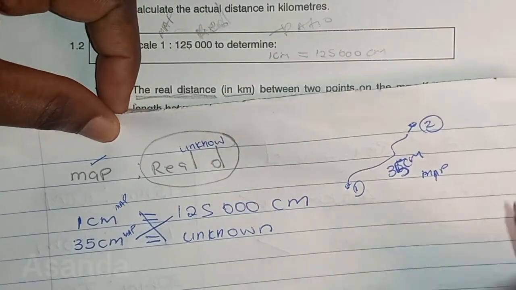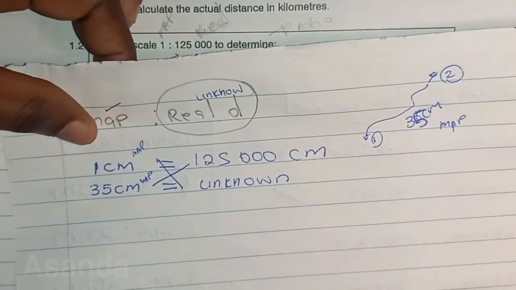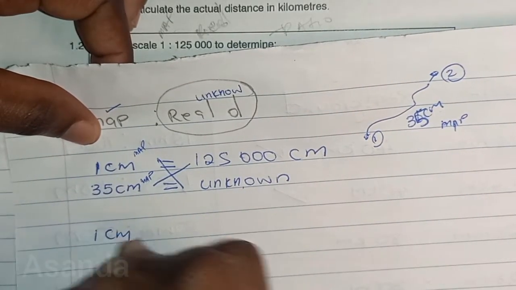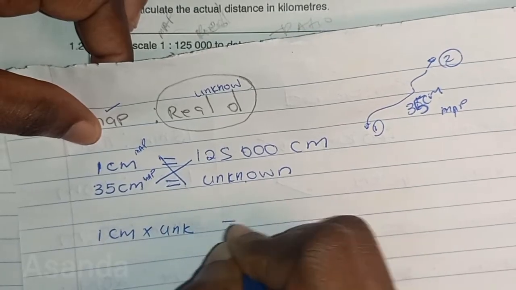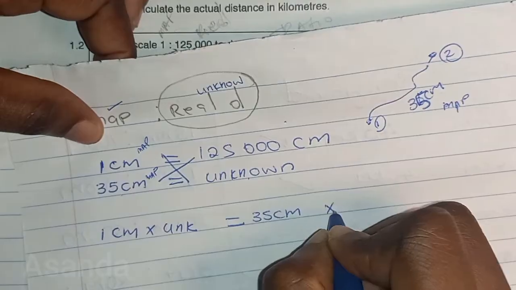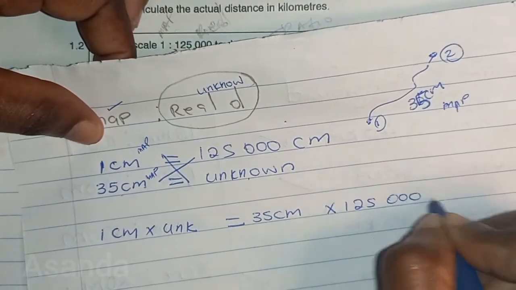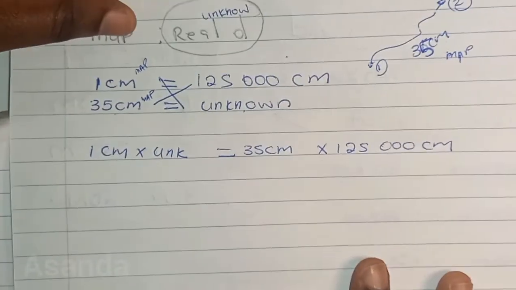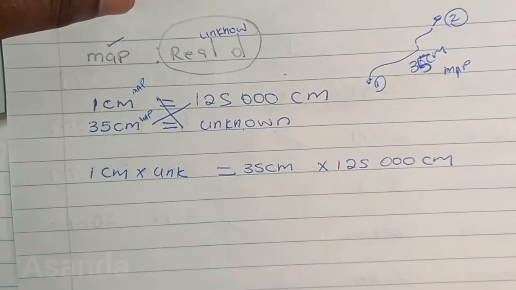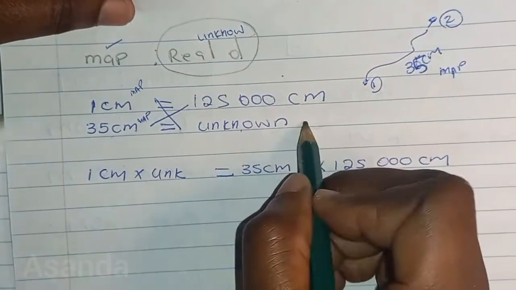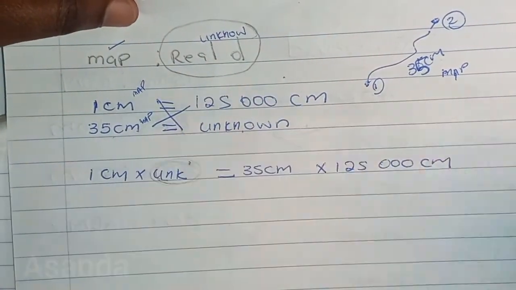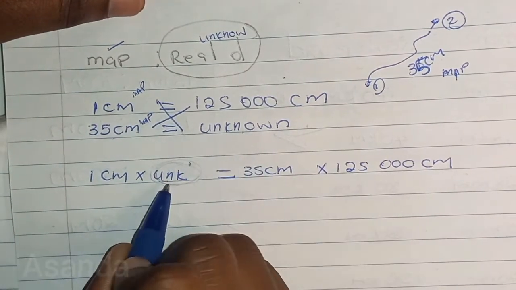Okay, so now we cross multiply. Cross multiplication, if you're not used to it, please practice it. So this 1 centimeter times unknown is equal to 35 times 125,000 centimeters. See, now we have it as a sum, and we can just find the unknown. So I'm going to look for my unknown. Oh, there it is. So my unknown is there. I know that it needs to be left alone in order for me to get the answer.